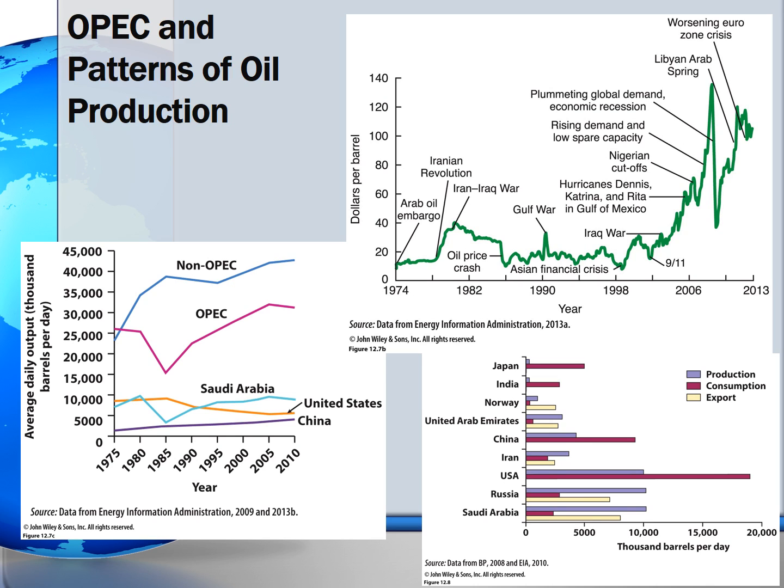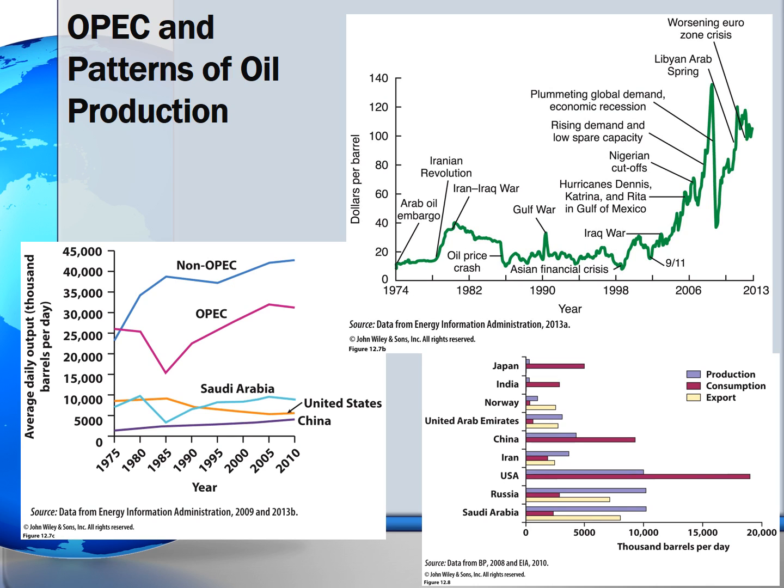The top right graph shows changes in the price of a barrel of oil. High oil prices usually mean high prices at the gas pump. Notice that many events labeled on the graph directly involve OPEC countries. Thus, OPEC's oil production policies influence and are influenced by regional and global affairs.